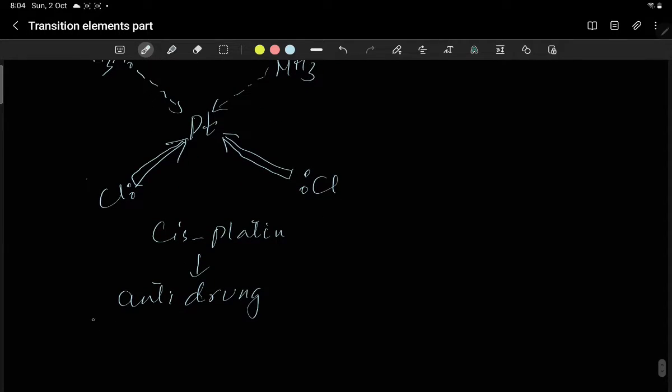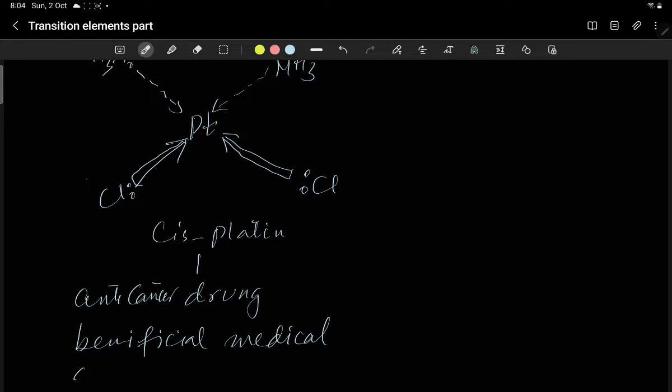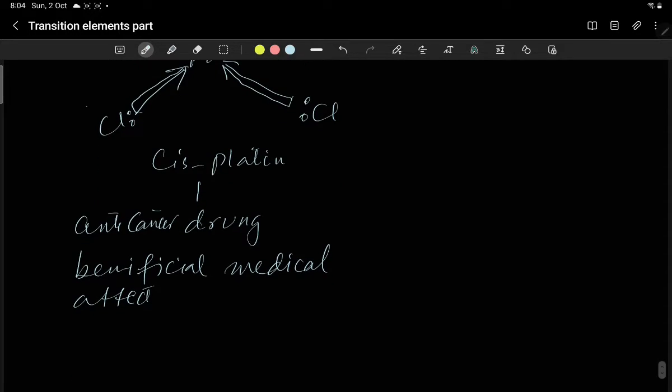And which is beneficial. Sorry, it is an anti-cancer drug and has beneficial medical effect by binding to DNA in cancer cells.